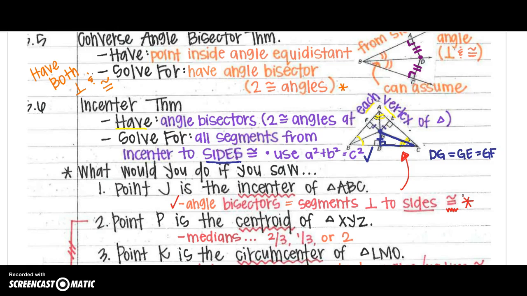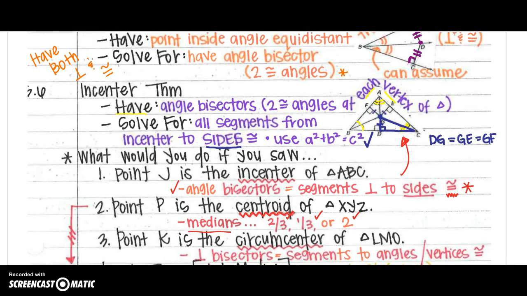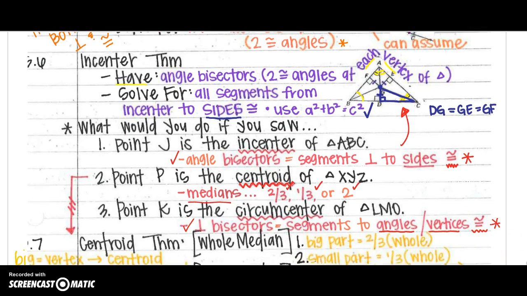Another question might say, point P is the centroid. Well, centroid to me tells me medians, which tells me I need to multiply segments by 2/3, 1/3, or multiply it by 2. And we'll talk about that in a little bit. And then another way it might say is point K is the circumcenter. Well, circumcenter tells me perpendicular bisectors, which we talked about up top. Those segments to the angles or vertices are the ones that are congruent. So you need to make sure you make that connection.